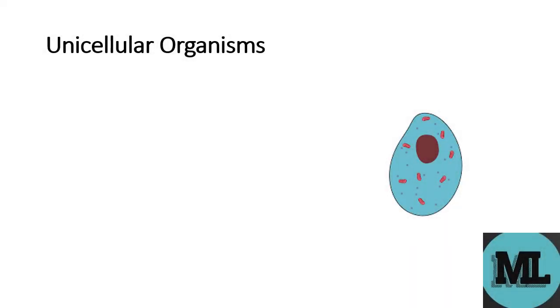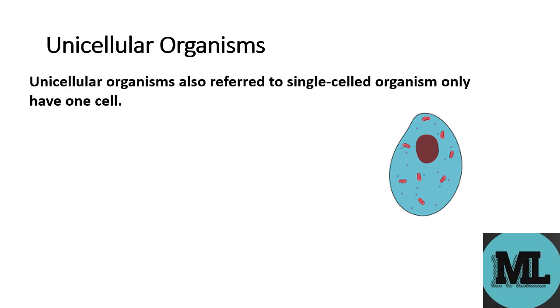In today's video, we'll be doing unicellular organisms. Unicellular organisms, also referred to as single-celled organisms, only have one cell. So unlike other organisms, they only have one cell. Organisms that have lots of cells can be humans, cows, tigers, etc. There are many unicellular organisms on Earth. In today's video, I'll show you 3 examples of unicellular organisms.